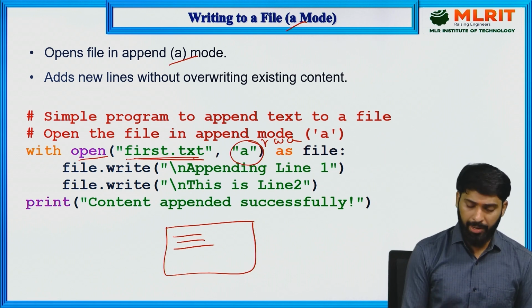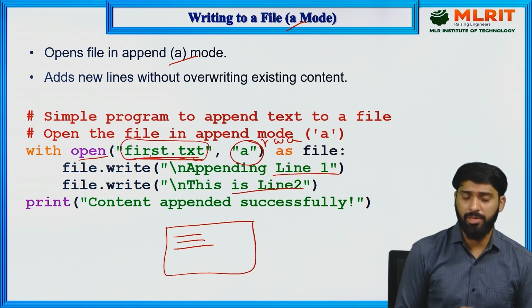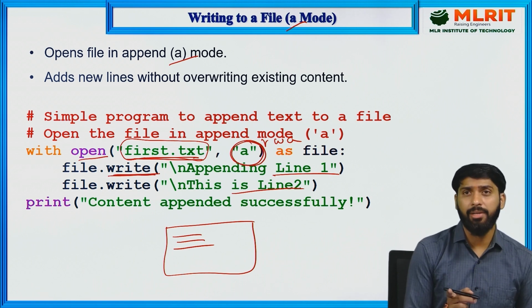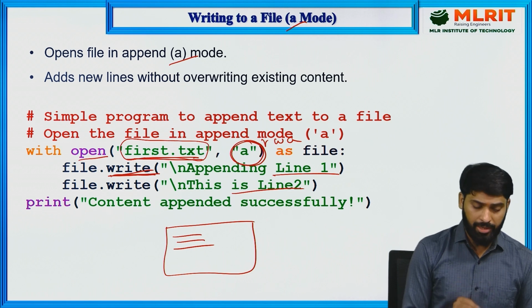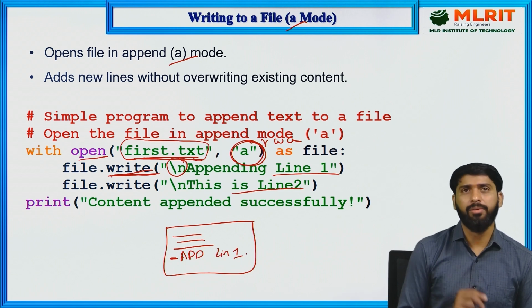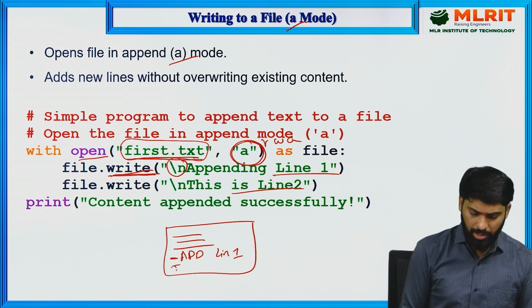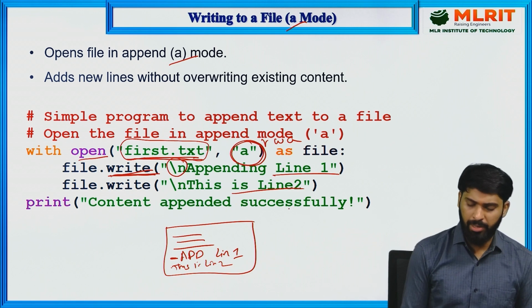Now I want to append line 1, line 2. So I open this file first.txt in append mode and I am using the function write. To read the value, which function? Read. To write the content onto the file, I am going to use the function write. So write \n, that means this is the 4th line. Appending line 1, this is line 4. Again file.write \n means new line. So this is line 2. Now print contents appended successfully.